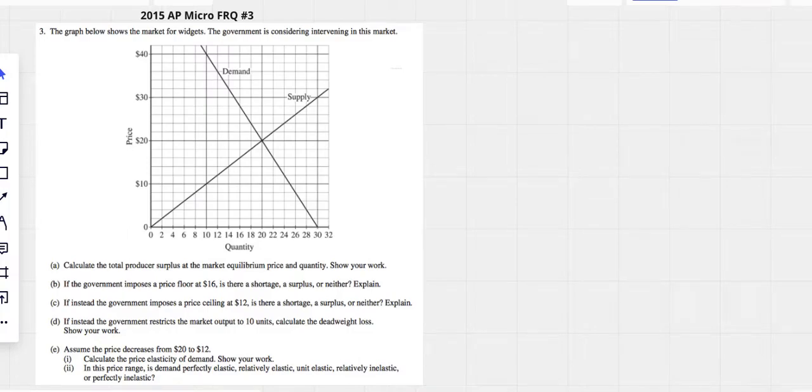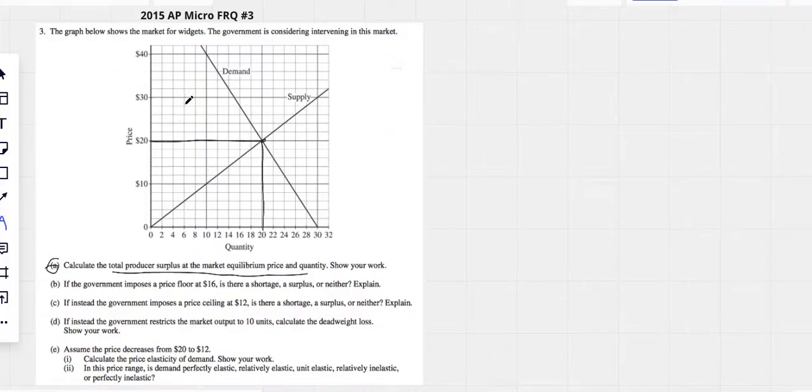2015 AP Micro FRQ number 3, and we need to, let me get my pen to work here. All right, calculate the total producer surplus at the market equilibrium price and quantity. So here's our market equilibrium price and the quantity.